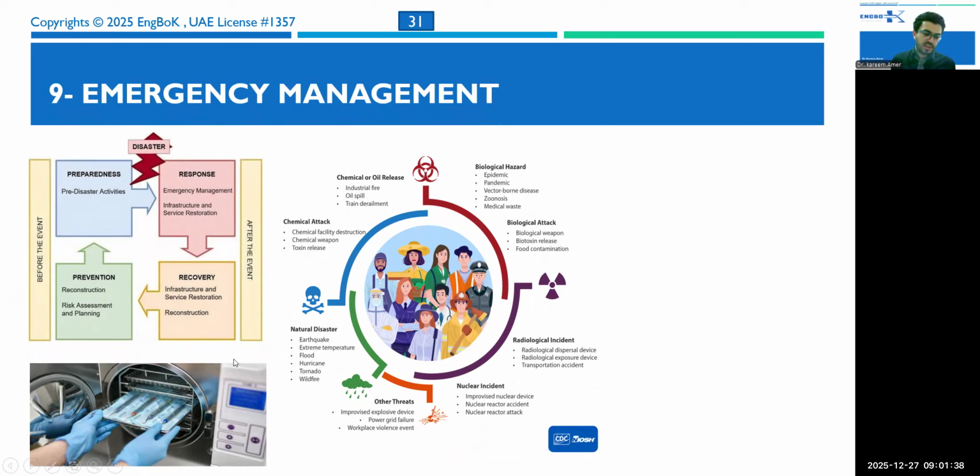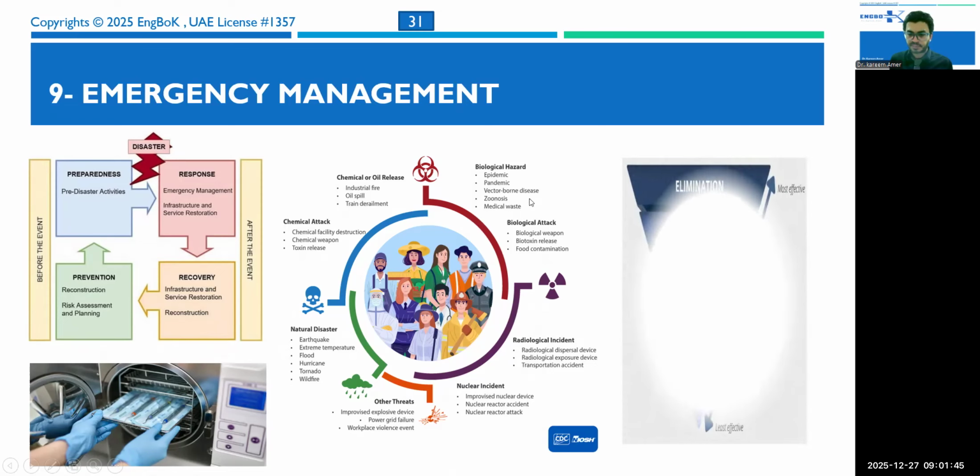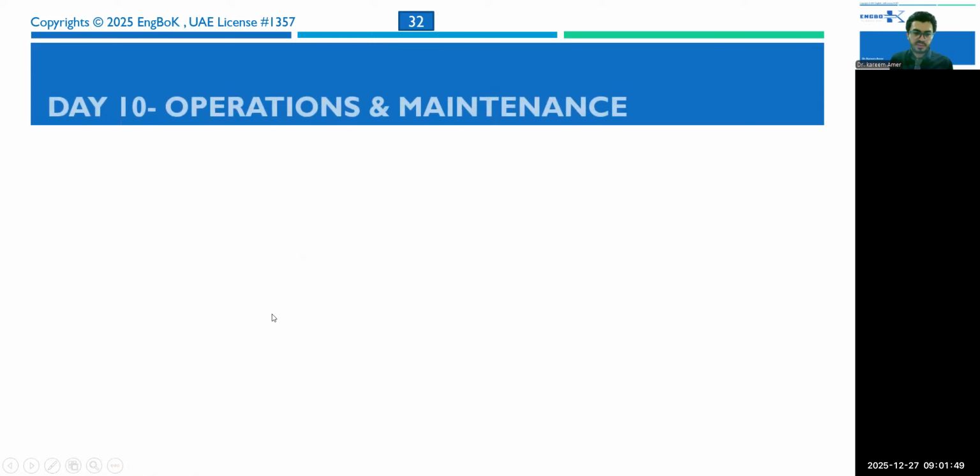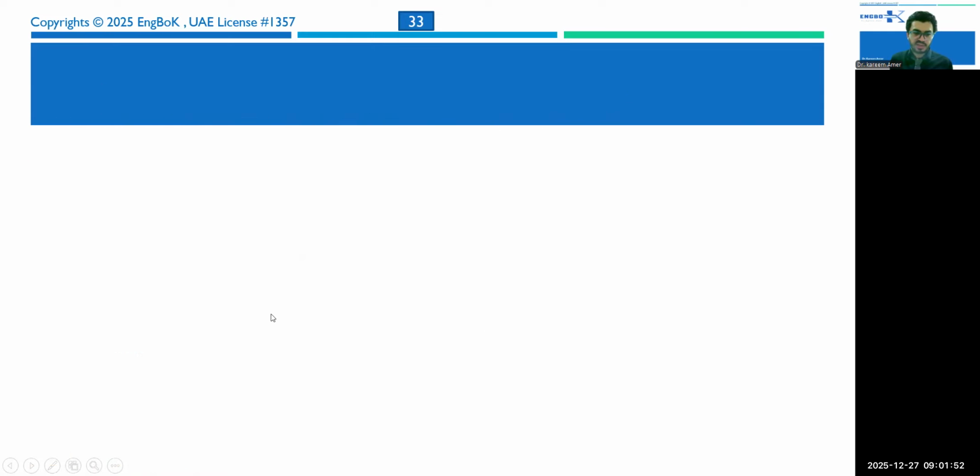Sterilization here using H2O2 or hydrogen peroxide and another, autoclaving by steam. Hazard hierarchy in relation to PPE. Last lecture about operation and maintenance.